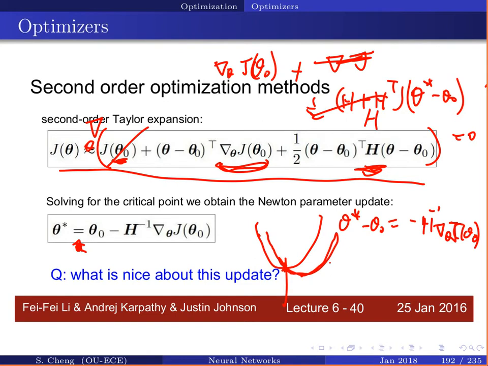But the problem is typically this step is killing you, because if you take the inverse of a matrix, the complexity will be on the order of n cubed, right? If the matrix is of size n by n, think of what the size of this H is. The dimension n is the number of parameters, right? A typical deep network will have 1,000,000 parameters. So then it's like a million cubed. So this is basically too much.